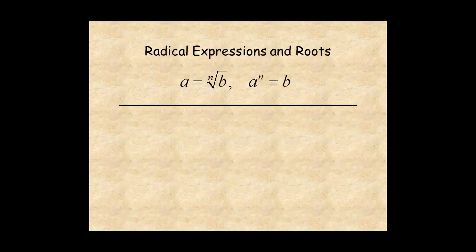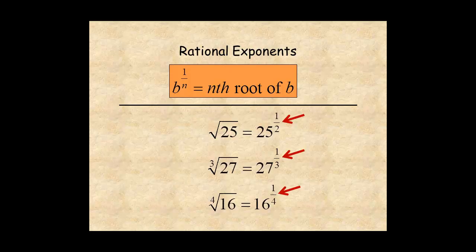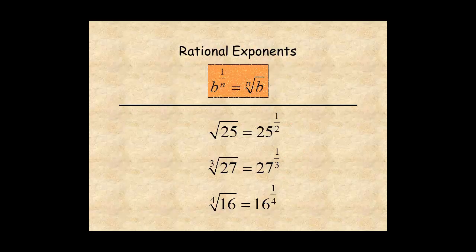Now, it turns out there's another way to represent roots, a way to represent roots without the radical sign. That's with rational exponents, exponents that are fractions. By definition, b to the power of 1 over n is the same as the nth root of b. The denominator of a rational exponent is the index or degree of the root.